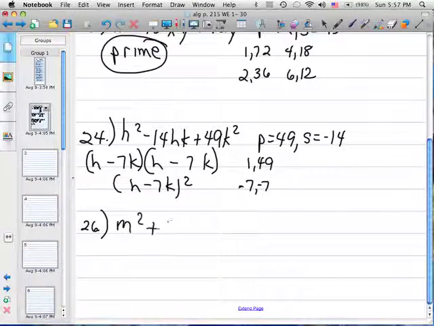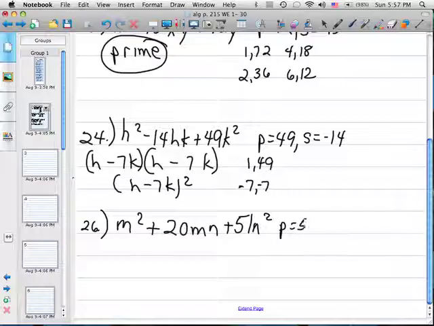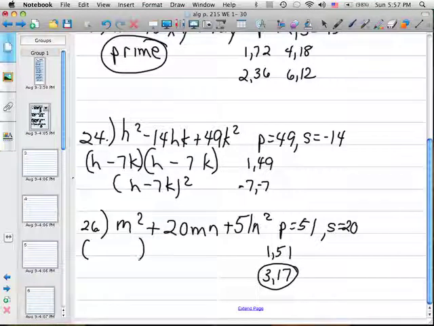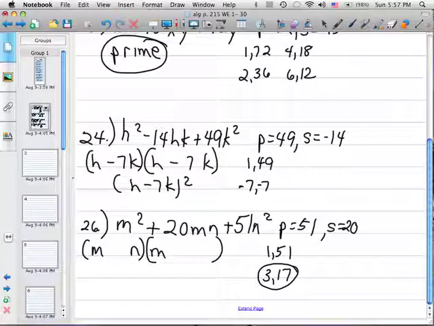26, you have m squared plus 20mn plus 51n squared. Product is 51, sum is 20. The factors of 51 are 1 and 51, that does not work. 2 doesn't go in. 3 goes in 17 times. So there's my numbers, positive 3 and 17 work. So the square root of m squared is m. The square root of n squared is n. One of them has to be plus 3n, and the other one plus 17n.